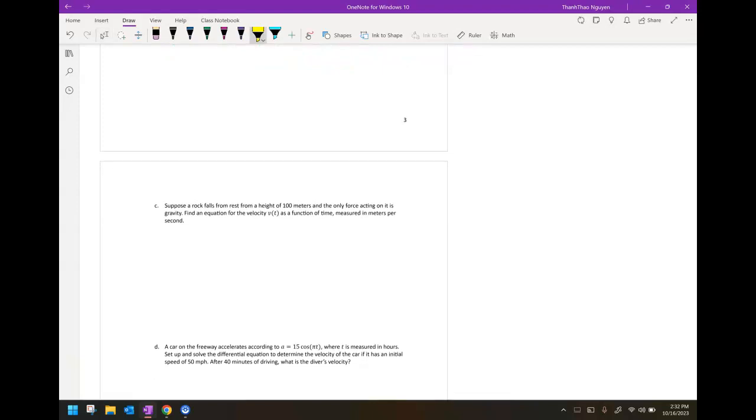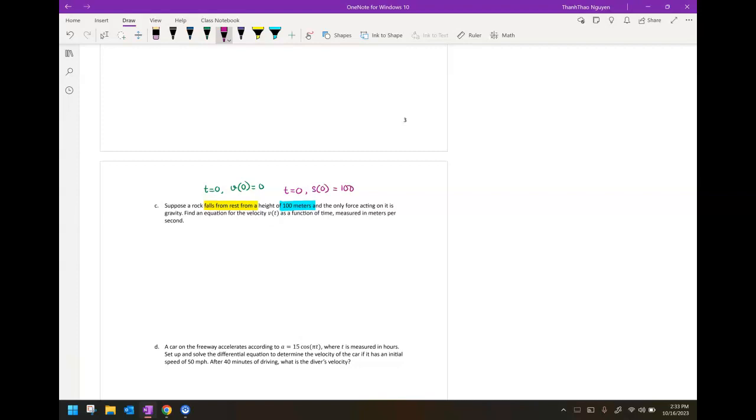So what do we know? A rock falls from rest. This means at time t equal to 0, the velocity v0 is equal to 0. Okay. And where's this rock? It is 100 meters high, which means at t equal to 0, the position of the rock is 100 meters.